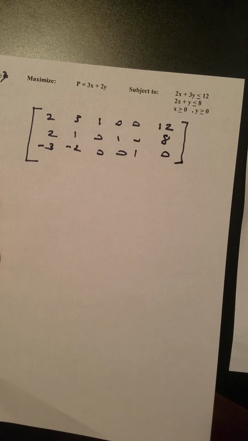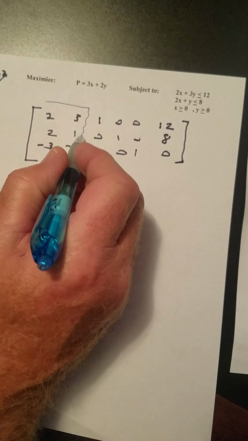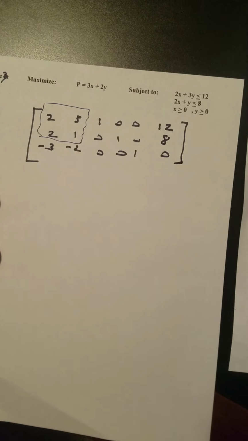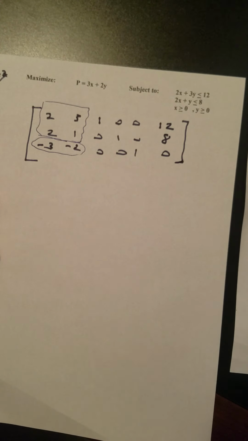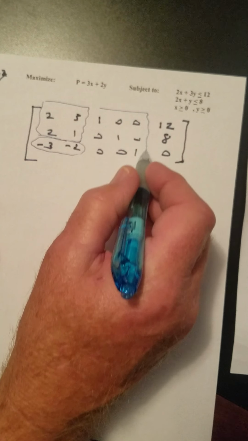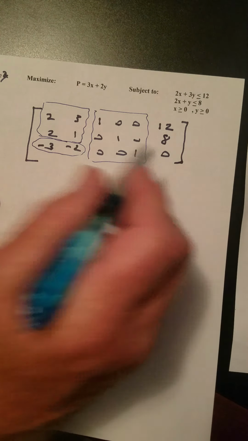So you break it up into sections, and that'll help you out. If you think of it like this, there's your coefficients. These you get from the profit function. There's your identity. And then you get the last numbers.